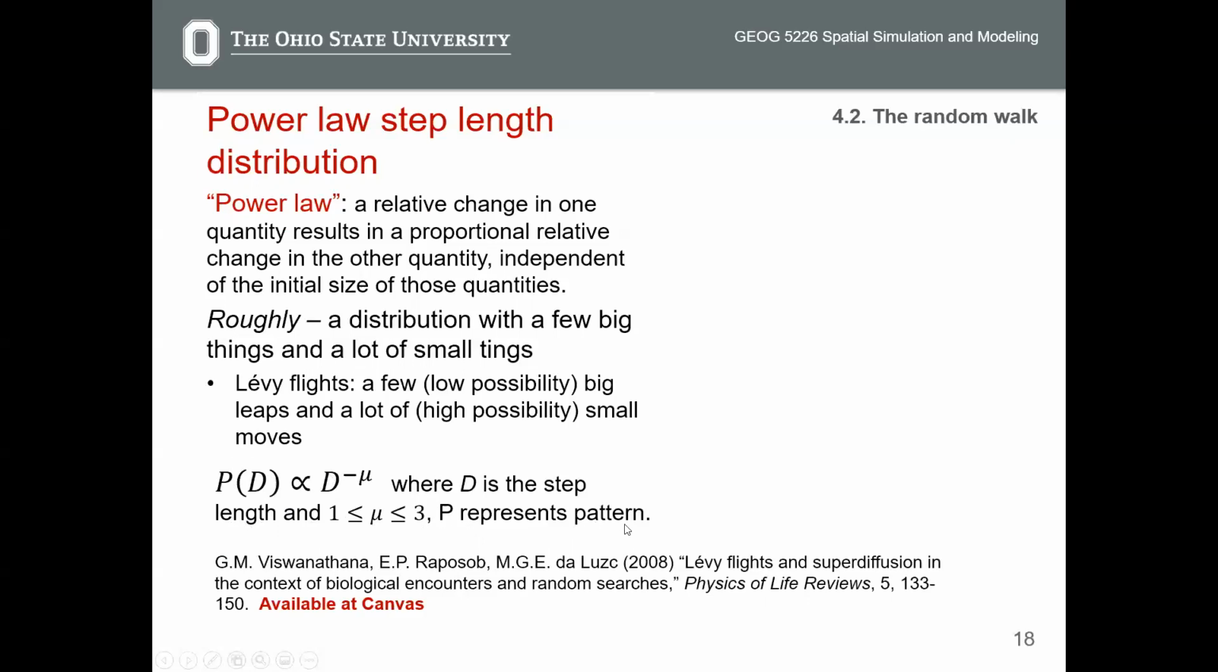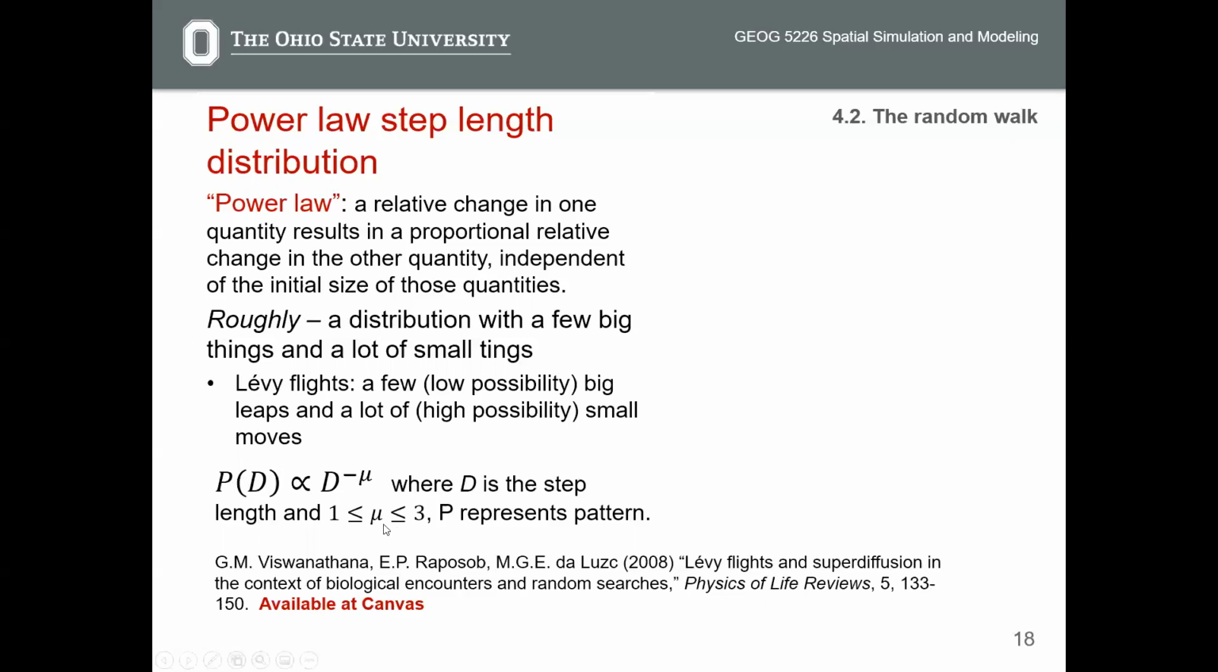Okay, p represents pattern or p represents probability, right? And here, the important part is a specific value of mu. If mu is equal to 1, d to the power of negative 1 is actually the reciprocal of d. But no matter what, because the power is negative, d is always on the denominator, which means usually, in general, the larger the d, the smaller the p, right? Because d is on the denominator. It makes sense. The larger or the longer the step length, the less likely it is going to happen.